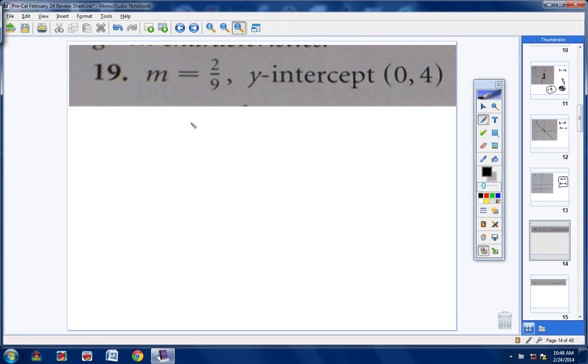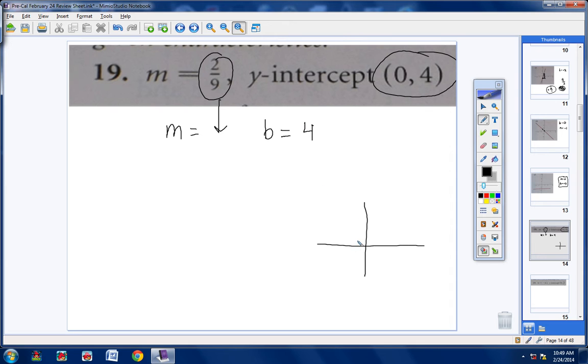Okay, so here we go. Anytime I ask you to write a linear equation, you need M and you need B. Well, for number 19, they gave us both. M is 2/9 and the y-intercept is (0, 4). What that means is 4. Think about that real quick. If you plotted the point (0, 4), it would be right here, so the y-intercept is 4.